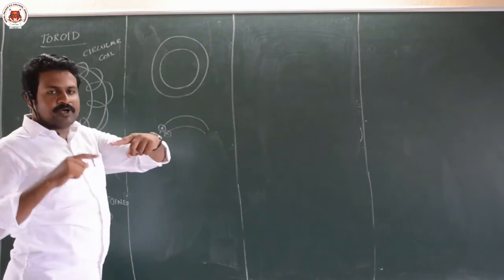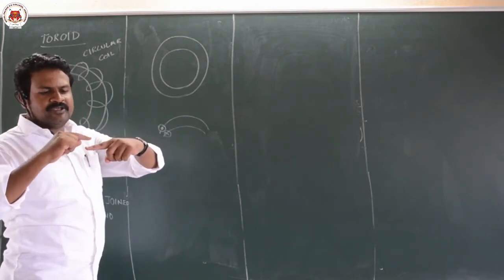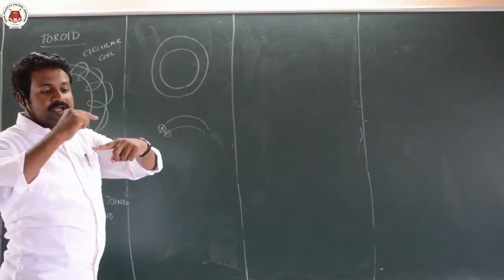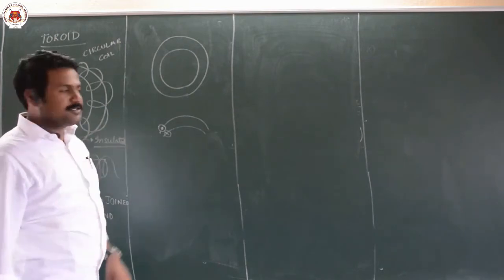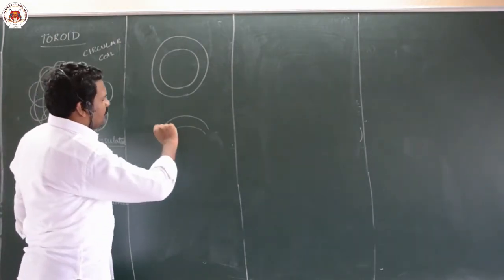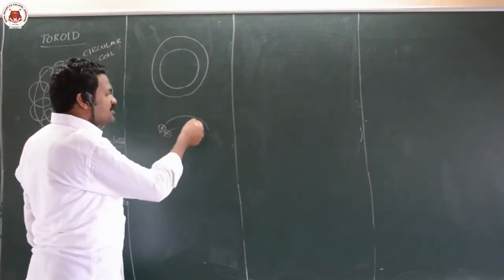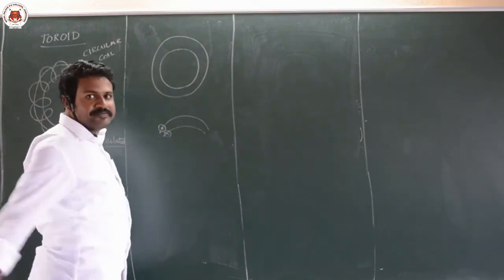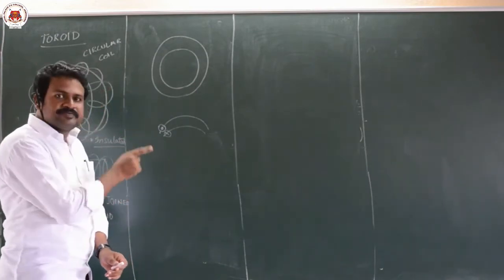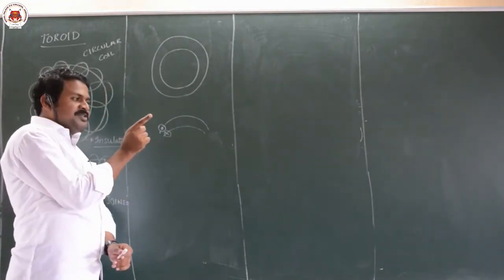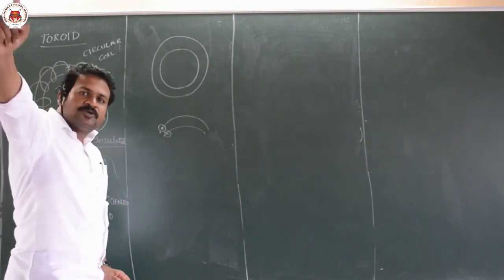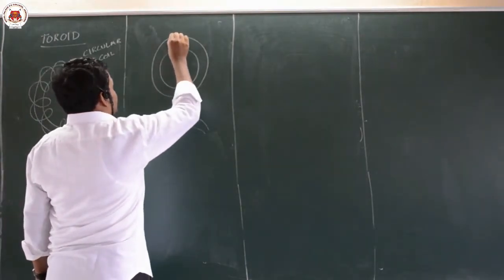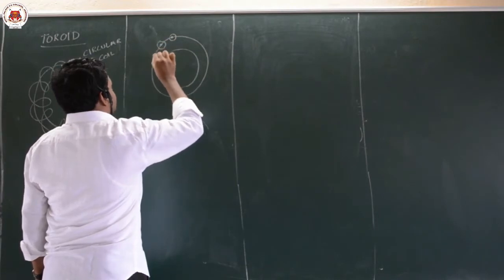Take some part of the toroid. I am winding the wire like this. At this point current is coming out, and at this point current is entering down. So the current on the outer surface comes out, and on the inner surface it enters inside. If the current direction is reversed, on the outer surface it enters, and on the inner surface it comes out. This is the important point you have to remember. So be careful here.